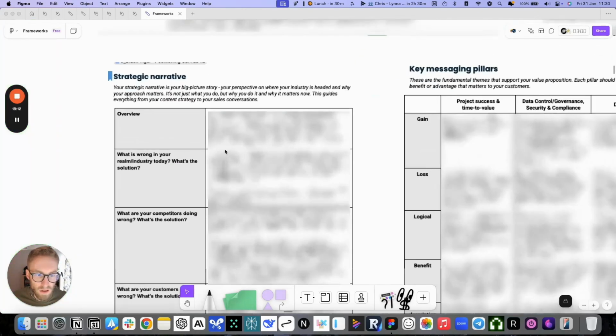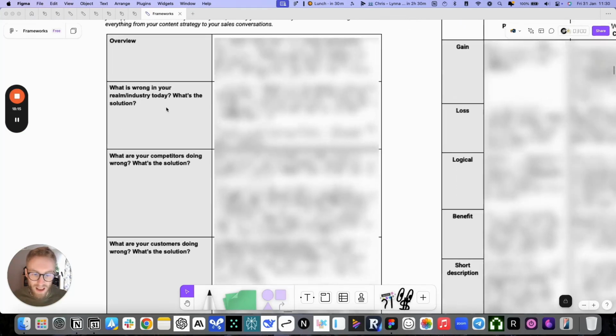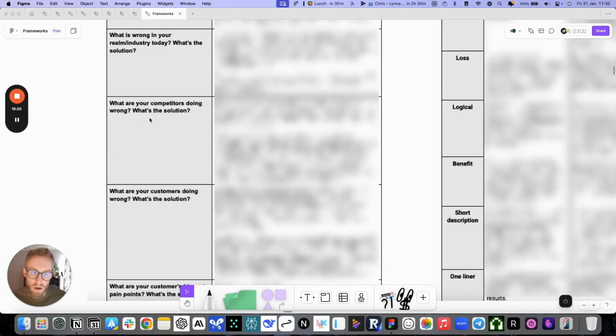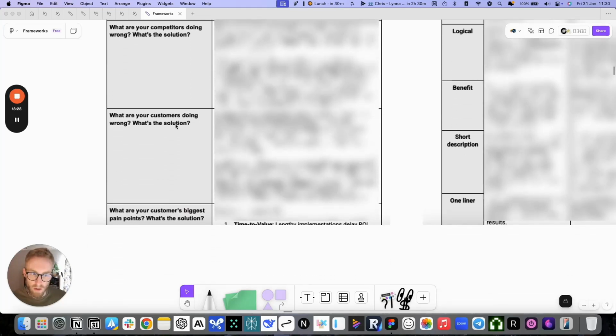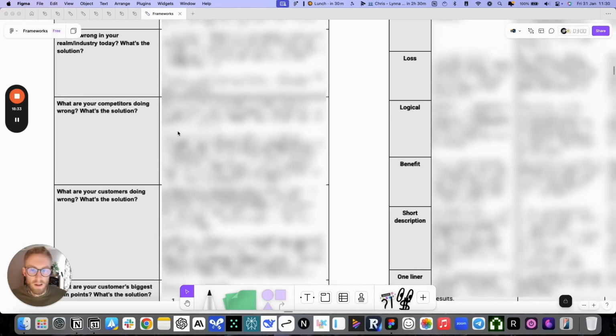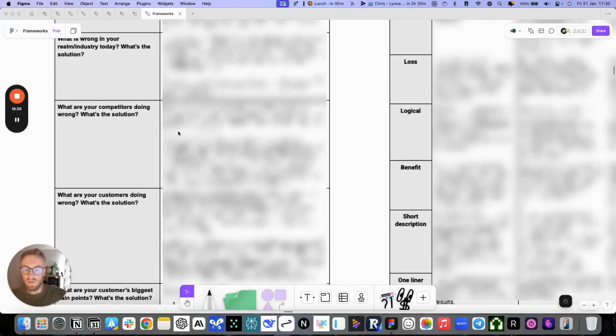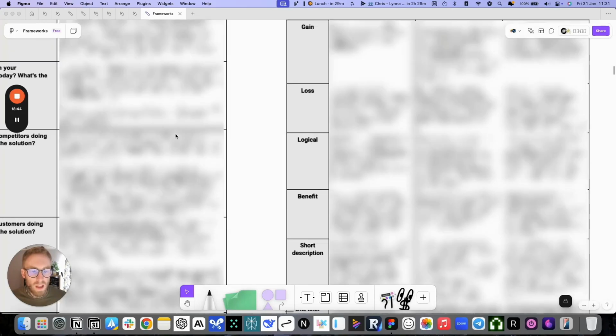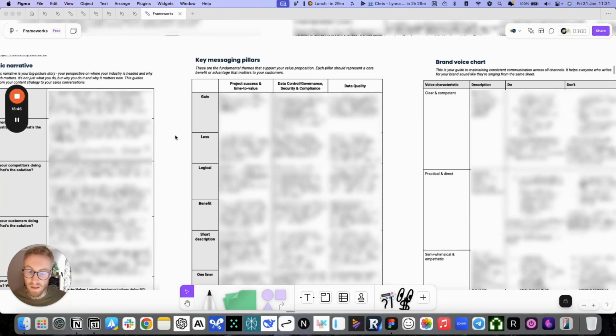Then we have the strategic narrative. So understanding the landscape in the industry. This is basically your point of view adapted towards the customers that you're speaking to. So what is wrong in the industry? What's the solution? What are your competitors doing wrong? What are your customers doing wrong? So understanding all the different facets and nuances to be able to enter the conversation in a way that attracts attention and increases curiosity for prospects, and you can start the sales argument, basically.